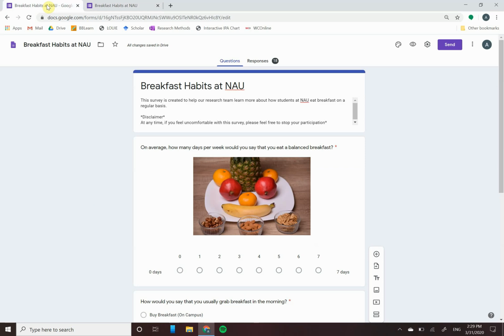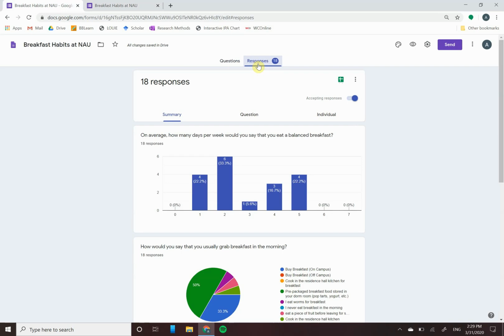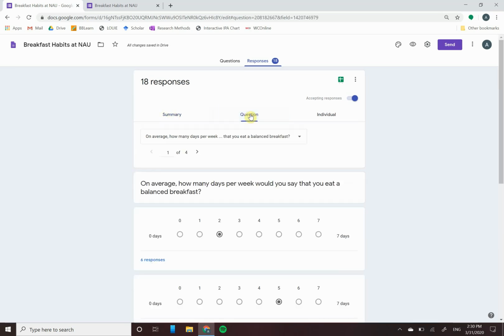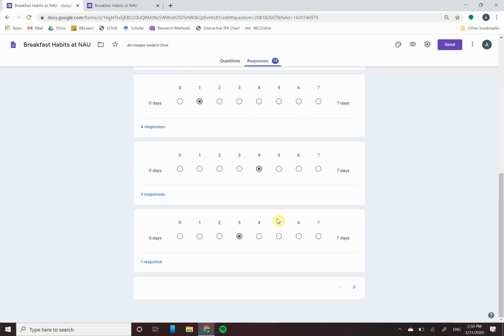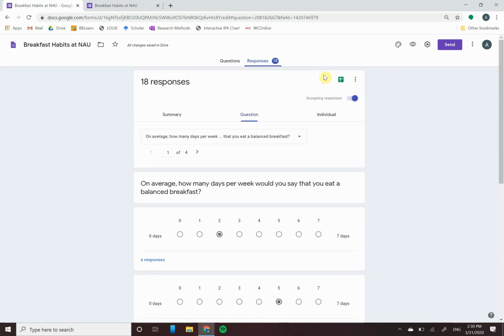So now, if I go back to my original Google Forms, there's a section here that says responses. If I click on responses, here you can see that there's a beautiful representation of the responses that my participants gave for each question. So for question number one, I could do this just as a general summary, I could do it by question, right? And this shows me individual responses all the way up to the 18 participants. That's what this number here represents, participants.